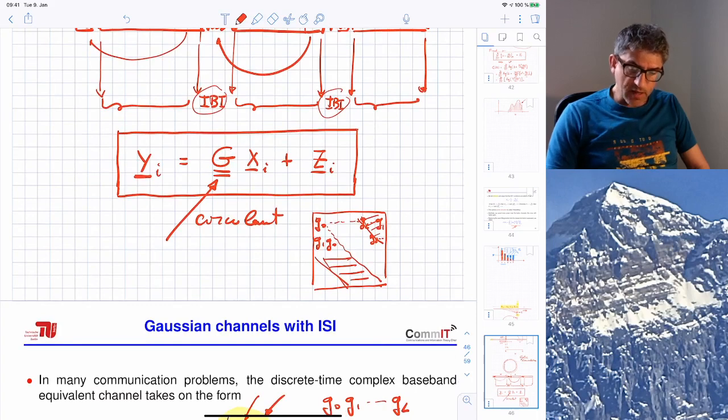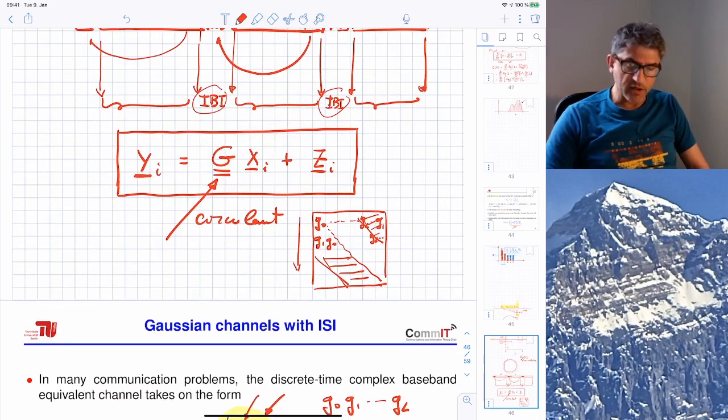So matrices of this kind, for which every row is a cyclic shift of the first row and every column is also a cyclic shift of the first column, are called circulant matrices.